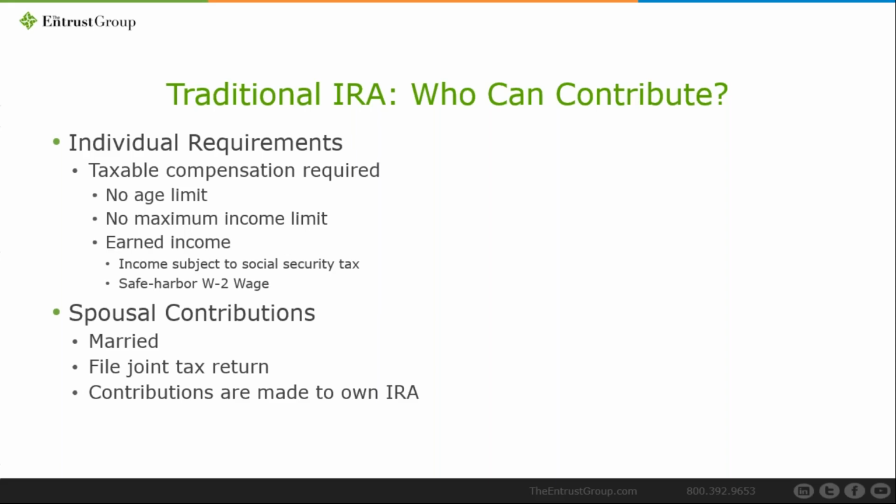Again, there's no age limit, but there is an earned income requirement. There is no maximum earned income. So if an individual makes $1 billion, it may be exaggerated, but at least you get the point, that there is no limitation on who can contribute to a traditional IRA.